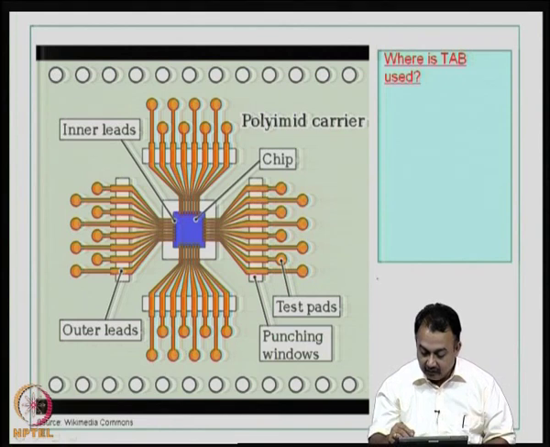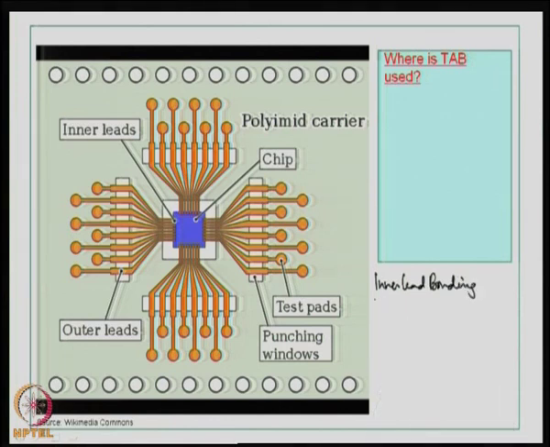So, you have inner lead bonding and outer lead bonding. So, you need to understand what is inner lead and outer lead bonding and what are the temperatures, methodologies and conditions for establishing this bond.